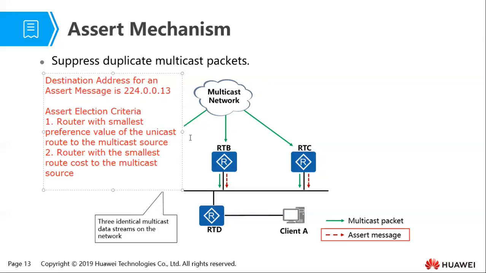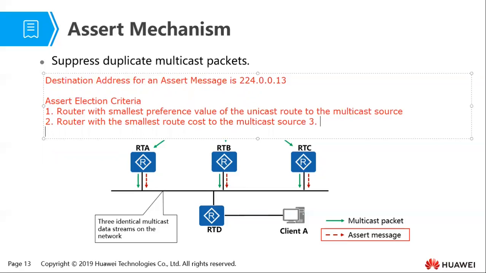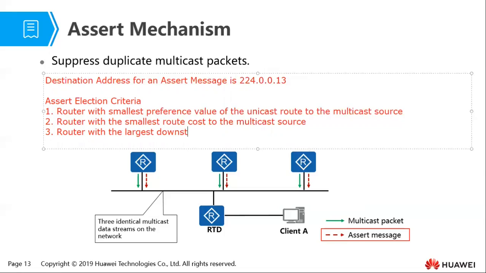Eventually, if the two are the same, the preference of a unicast route to the multicast source and the route cost to the multicast source, then it goes to the router with the largest downstream interface IP address.